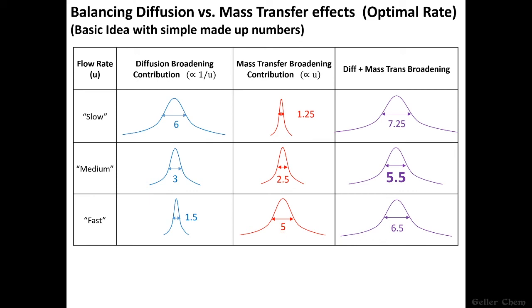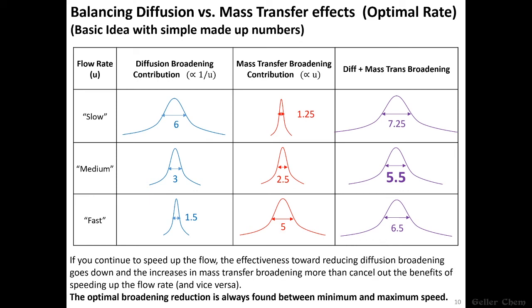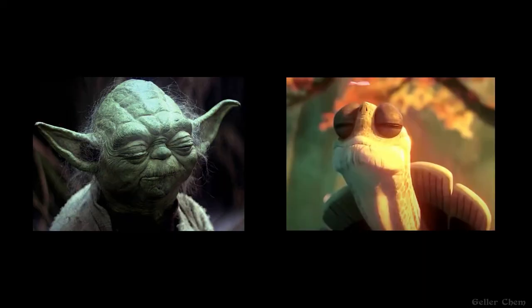With that, we can summarize this slide with the following statement. If you continue to speed up the flow, the effectiveness towards reducing diffusion broadening goes down, while increases in mass transfer broadening more than cancel out the benefits of speeding up the flow rate, and vice versa. So the optimal broadening reduction is always found between a minimum and maximum speed, which you basically wrote previously. And so, like many things in life, the middle ground is where we should strive to be.